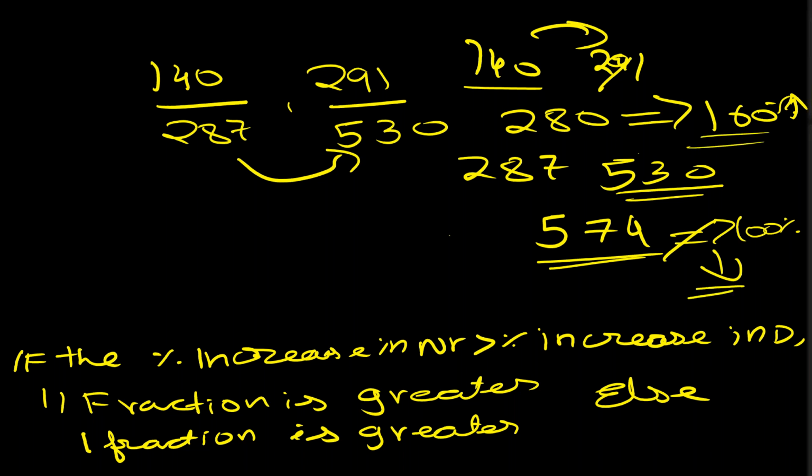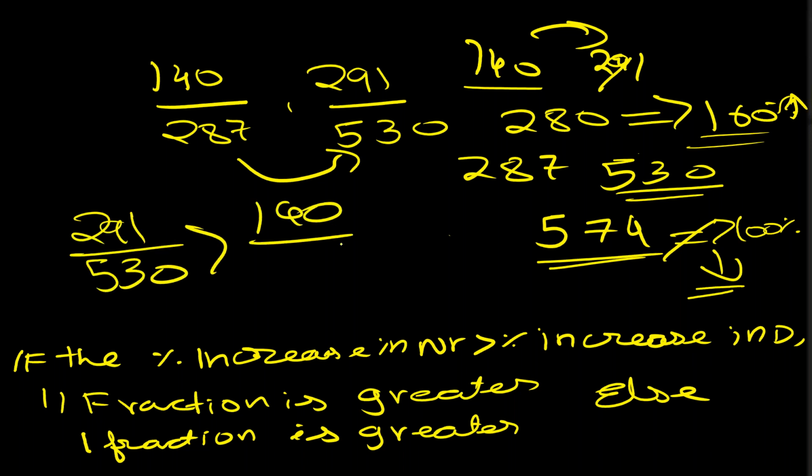Now, by seeing this itself, we can understand. Here it is more than 100%, and here it is less than 100%. As per our condition, if the percentage increase in the numerator is greater than the percentage increase in the denominator, the first fraction is greater. So my answer is 291 divided by 530 is greater than 140 divided by 287.